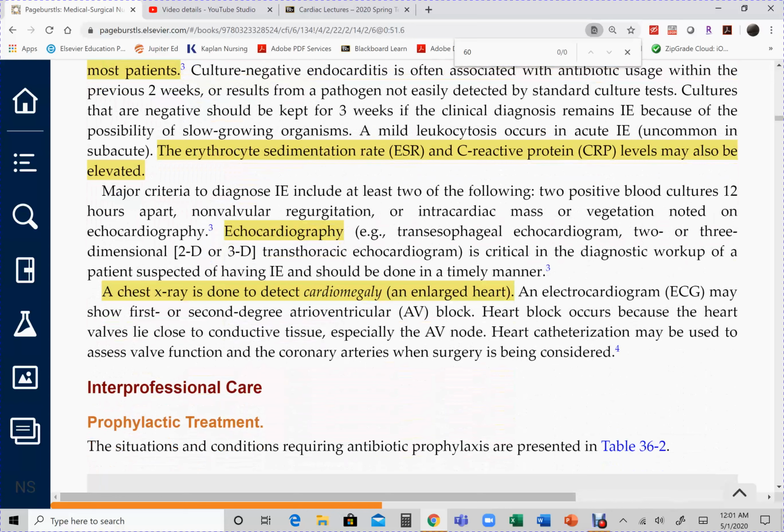Because this is an infection, on top of an increased WBC and the positive blood culture, there will also be elevated inflammatory markers, just like any other infection. So we have ESR and CRP elevations.